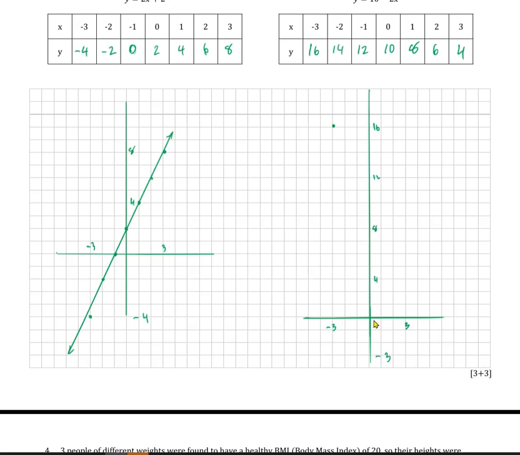Next one is minus 2, 14. So minus 2 is here. Then 14. Then I've got minus 1, 12. So on the x equals 0, y is equal to 10. So that's there. 1, 8. 2, 6. And 3, 4. So now if I draw in the lines, line up my ruler the best I can, a little bit different on a tablet, and that would be my graph.